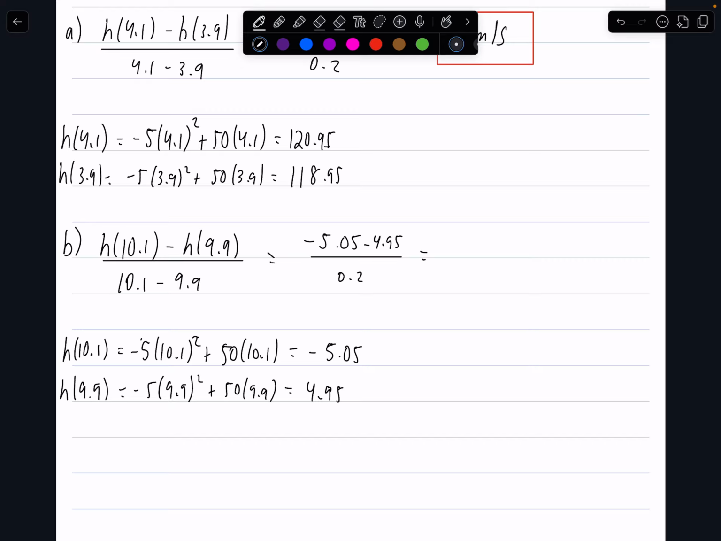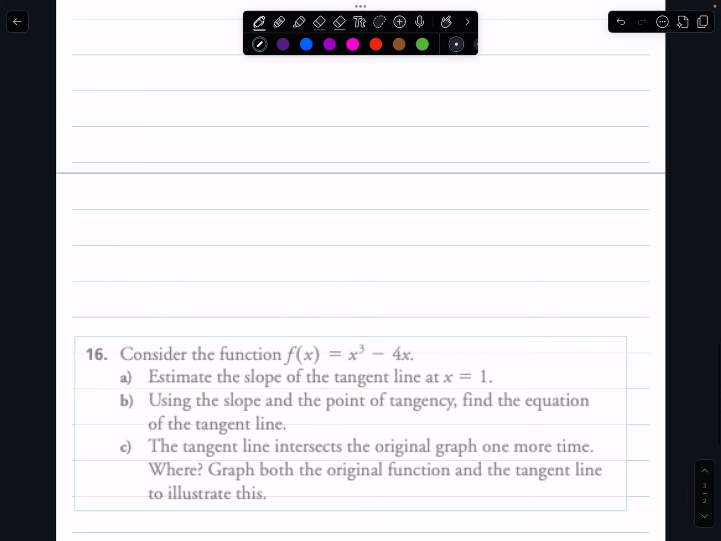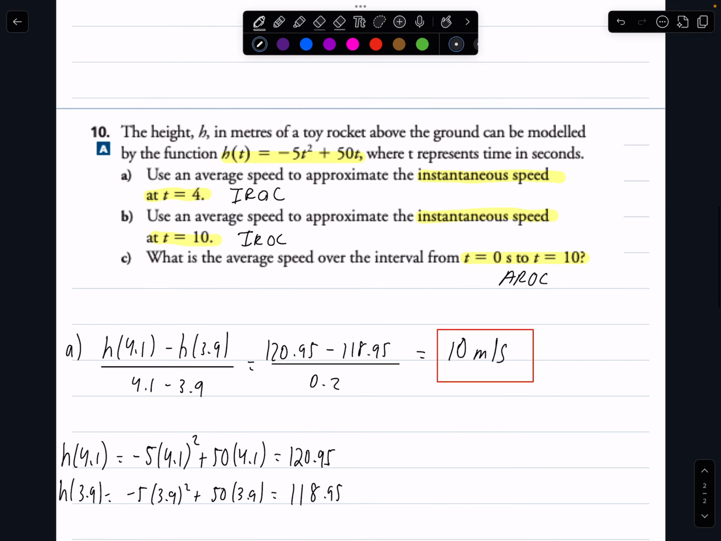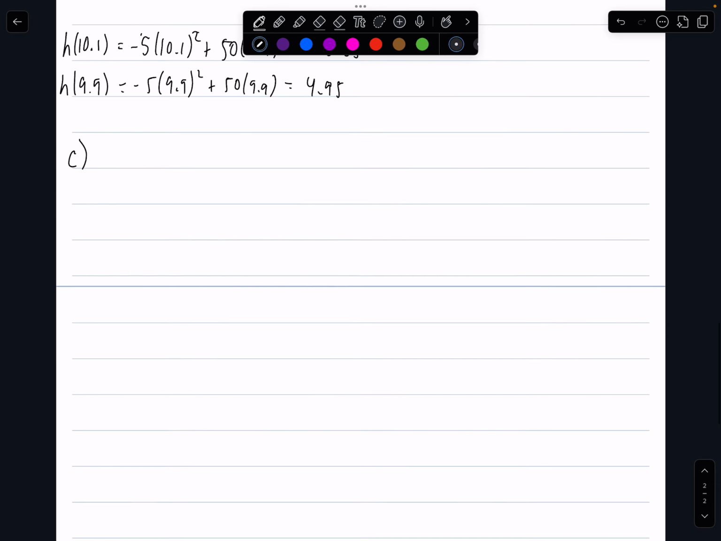And for the center interval method, notice how the denominator is always going to be 0.2, right? Because we're just taking 0.1 on the right and 0.1 on the left. And here what we get is negative 50 meters per second for part B. And then part C, I'll actually move the third question down a bit. Part C, we're doing the AROC. So remember, part C, it gave us these 2 points, 0 and 10.